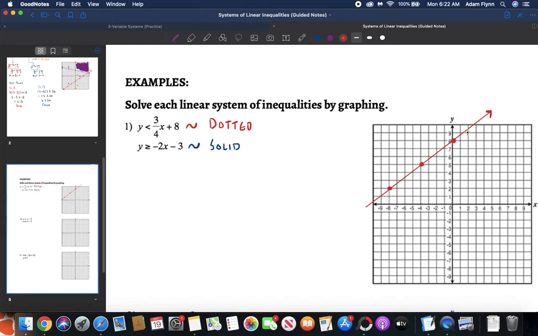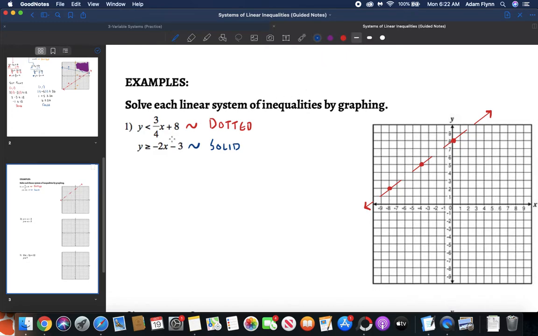I'll put some arrows on it. So I know it's dotted, so I'm going to take my eraser out and make a few little dashes in here so it's easy to tell. Another one right here. Okay, so now I can do my blue line.